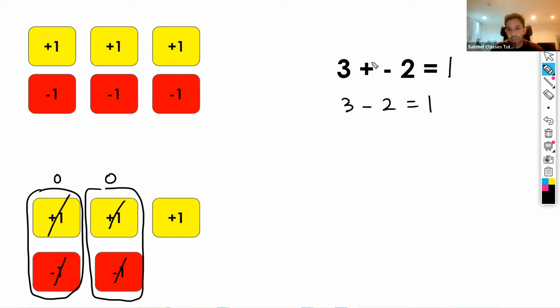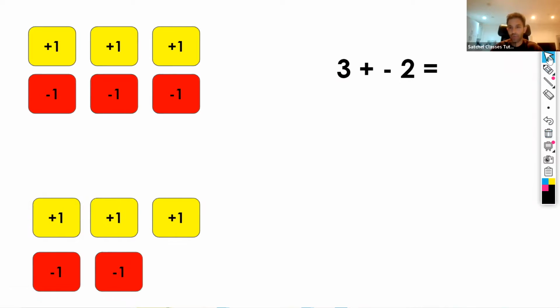So notice here when we have a positive and a negative next to each other, that is essentially a negative operation. So 3 plus minus 2 is the same as 3 minus 2, as we saw over here.